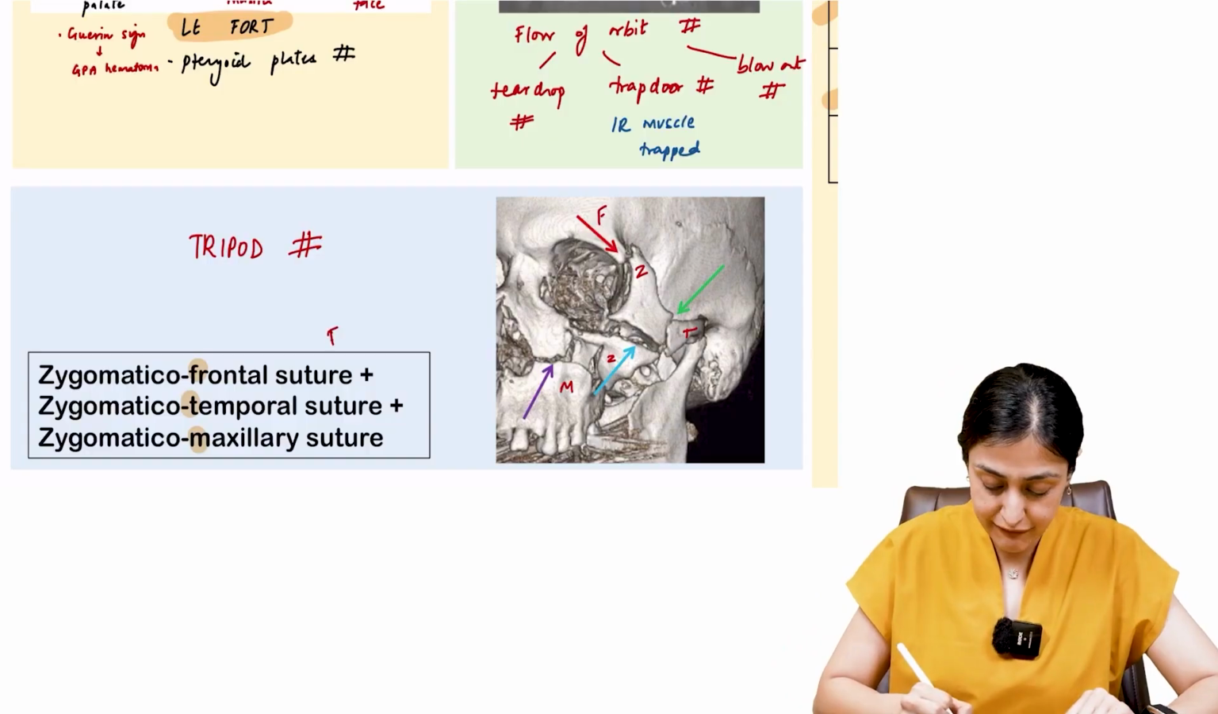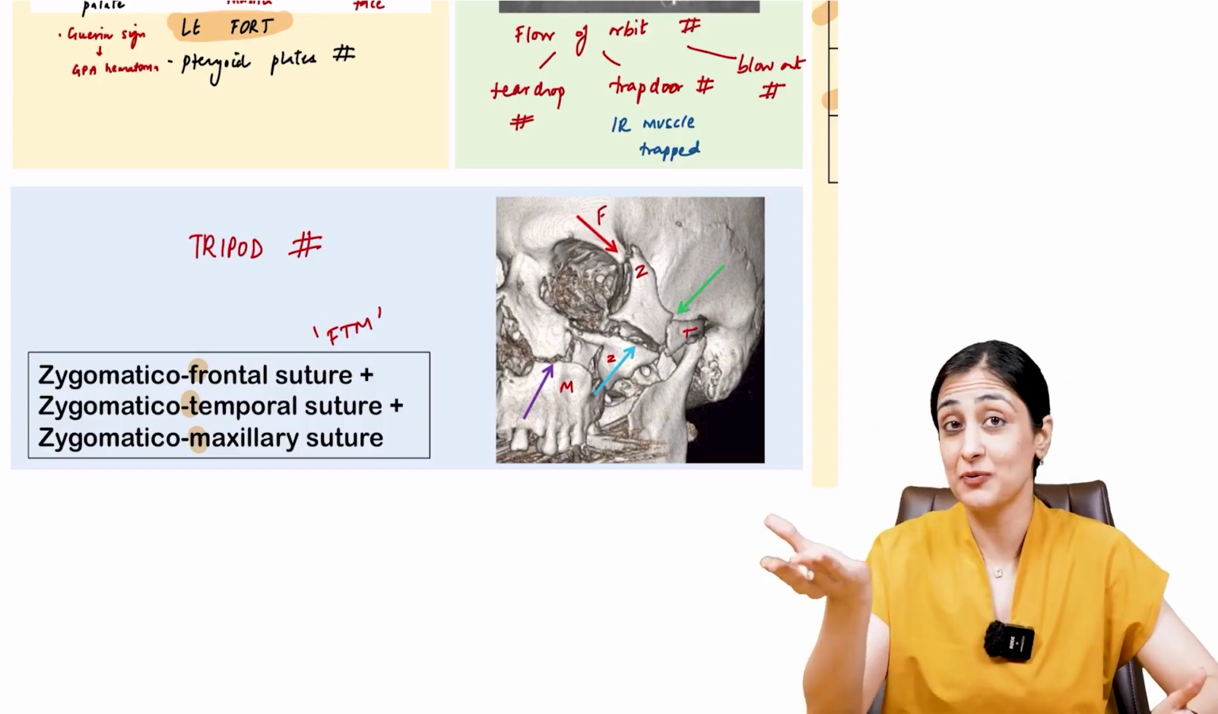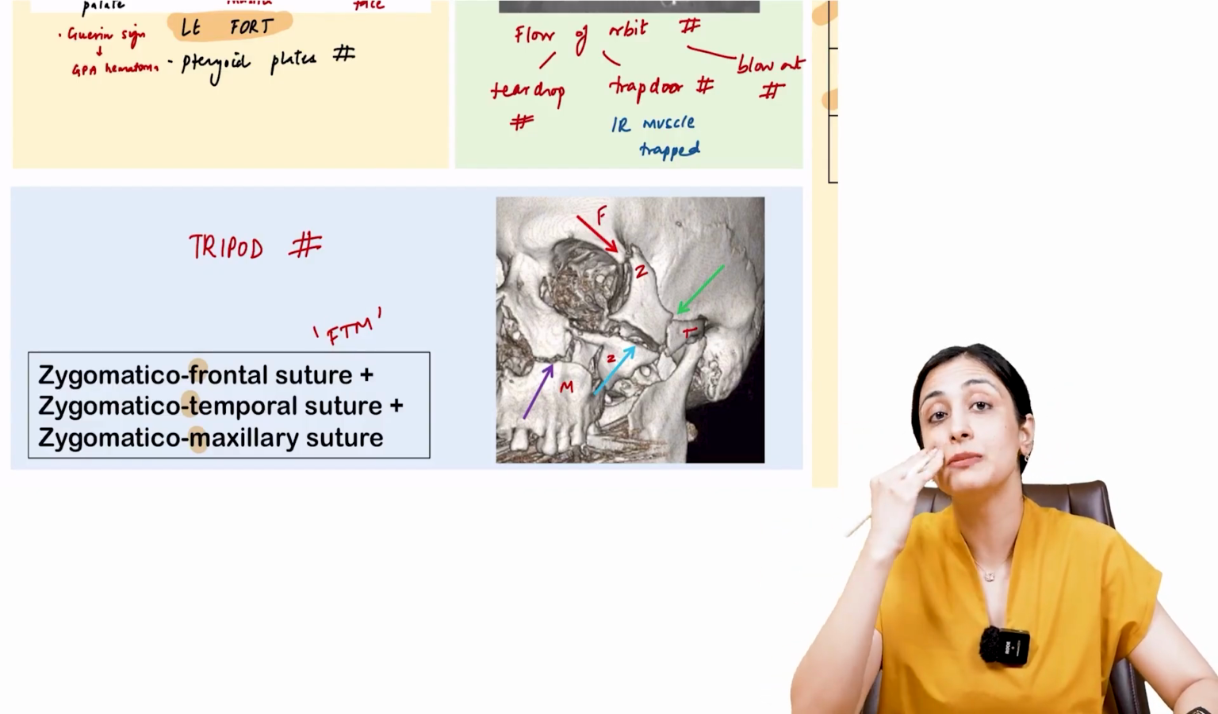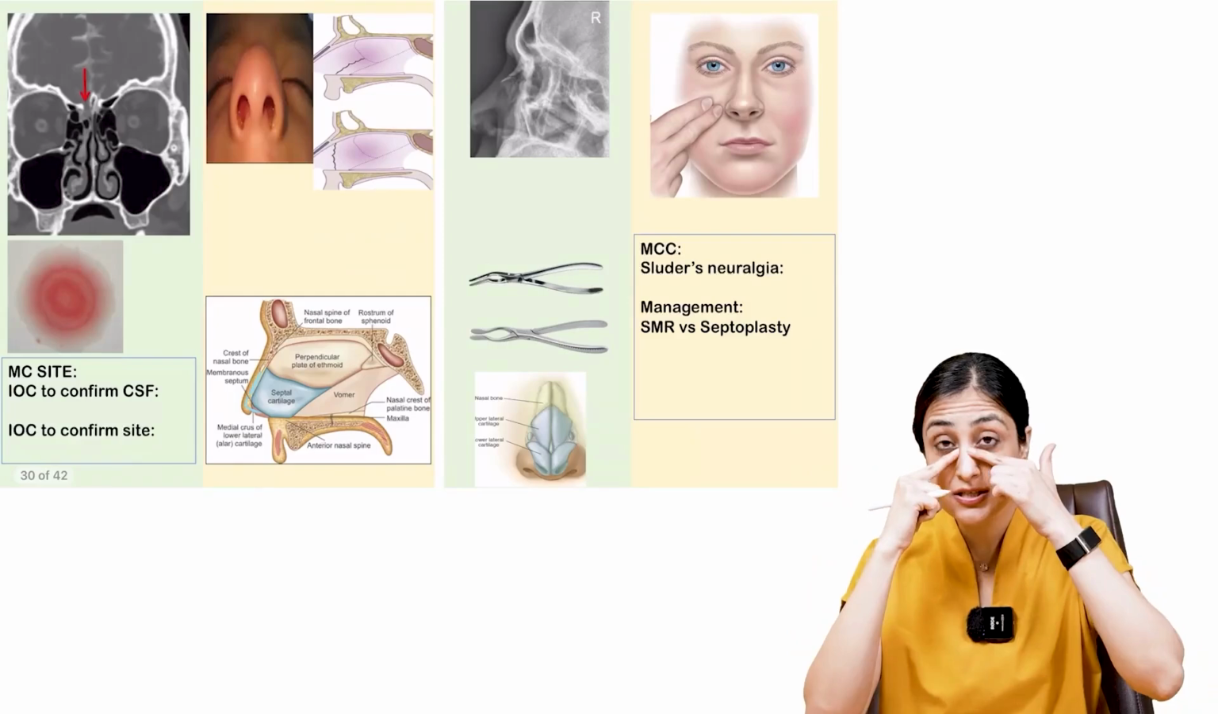So just remember FTM. You can remember Fatima. Okay, so Fatima had a tripod fracture. So frontal, temporal, maxilla, three things which are going. Okay, then we talk about skull base injury.